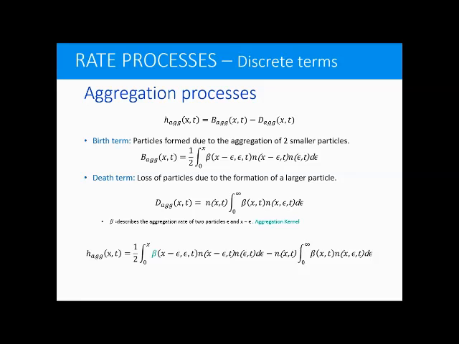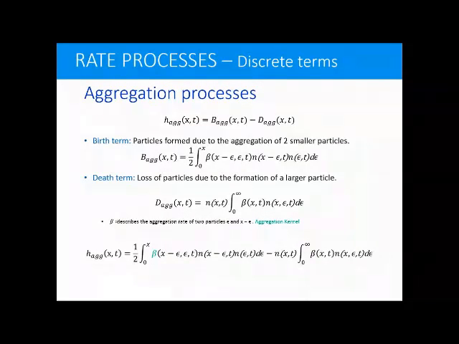Now, the rate is given by that term beta. Beta, which is a function of the combination of two particle sizes, in this case x minus epsilon and epsilon, which, if they come together, create the volume of x, at a certain time t. This is then multiplied with the respective amounts of particles of the respective sizes. So, the number density of size x minus epsilon at that time multiplied with n of epsilon size at that time. And epsilon is what changes under the integral, so epsilon goes from 0 to x.